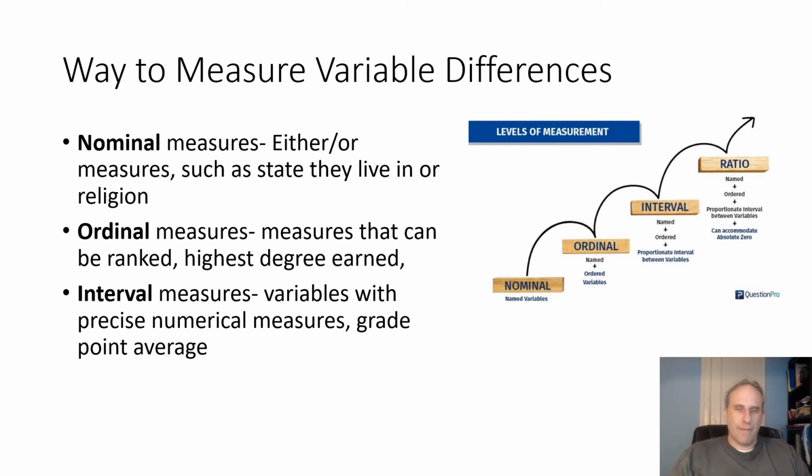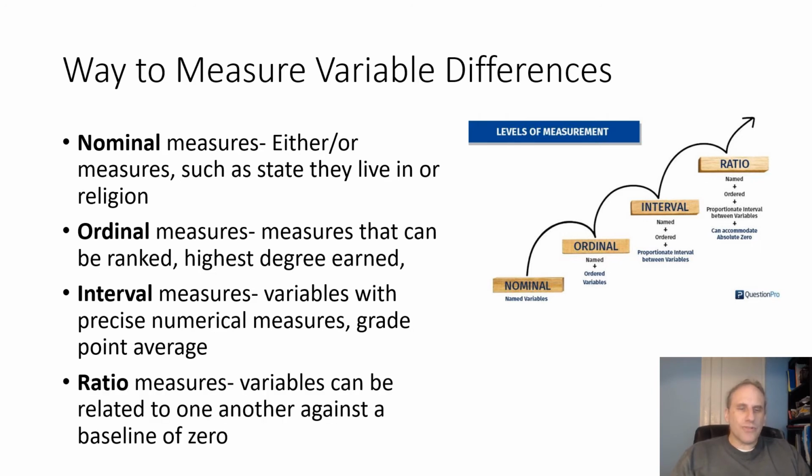There are interval measures. Those are variables with precise numerical measures. Grade point average, what your age is. All of these are numerical averages that can actually be compared to other measures numerically. There are also more complicated ratio measures. These are variables that can be related to one another against a baseline of 0. Crime rates, like crime per 100,000 people, and various other measures that can be compared to each other, and the crime rates in some ways have intervals, but they also have relationship between multiple variables, often within your survey itself.